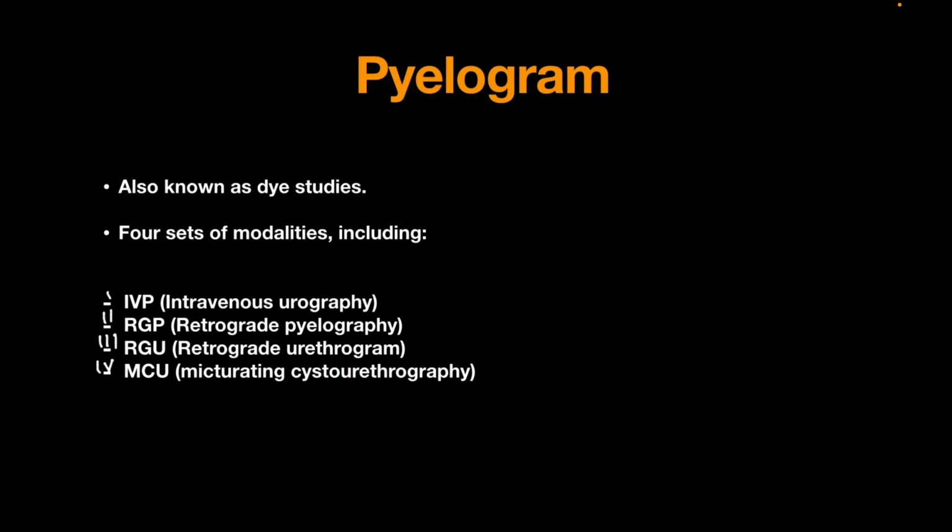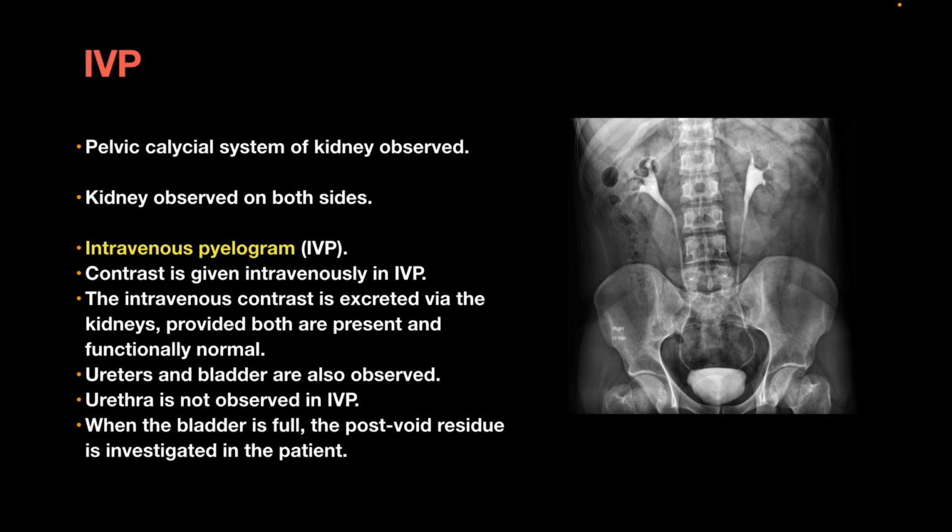The first one is intravenous pyelogram. It is a modality in which the pelvicalyceal system of the kidney is observed. The kidneys are observed on both sides and contrast is given intravenously. The intravenous contrast is excreted via the kidneys, provided both are present and functionally normal. So if the contrast is excreted, then we can consider that both kidneys are functionally normal.